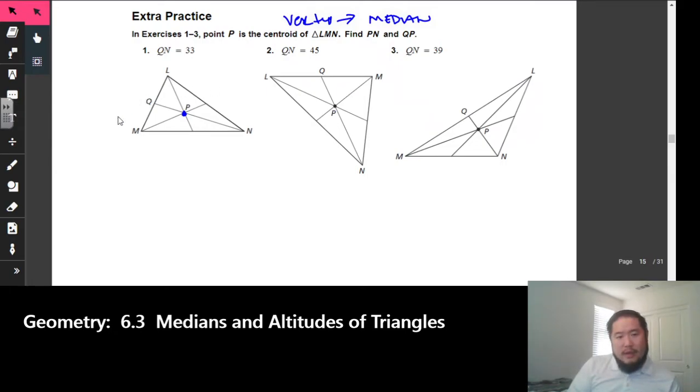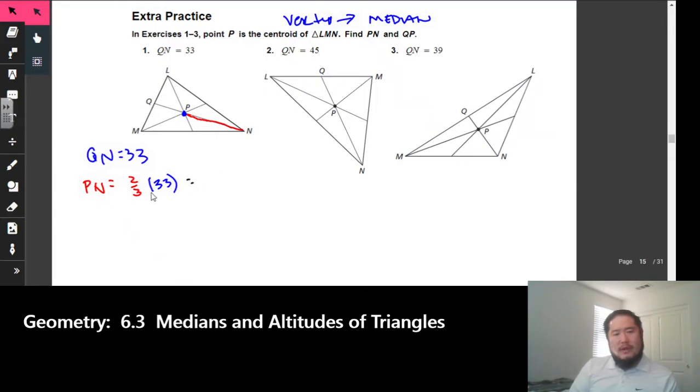Now they give us right here Q to N. So Q to N is equal to 33, which is the whole entire thing. Great. So what could I do with that? Well, if I'm trying to find PN, PN right here looks like the 2/3 part. So what I could say right here is PN is equal to 2/3 of the entire segment. And remember, the entire segment is Q to N, which is 33.